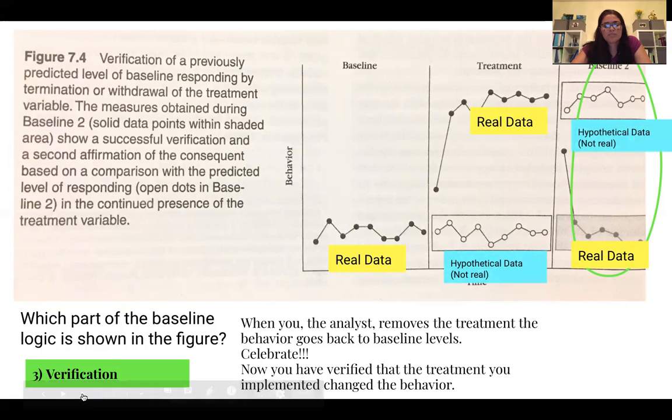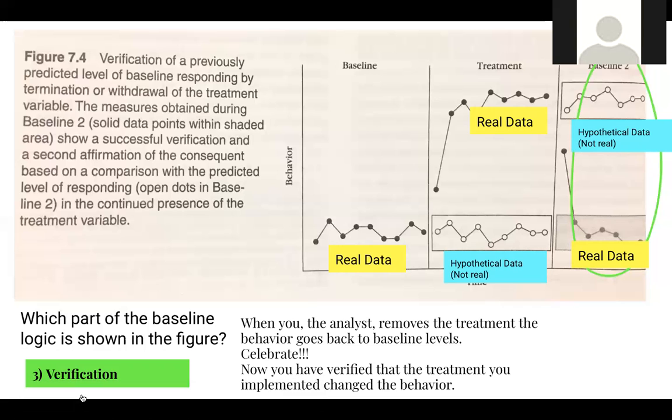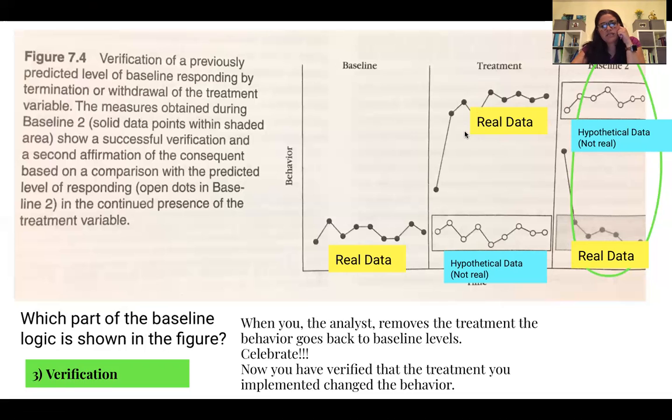This one's not real. So in baseline 2, the open dots are the prediction about the treatment, like how the treatment would continue. Yes, you're predicting that if you continue with the treatment, it's going to stay at that level, responding levels. Okay, gotcha. And I'm pretty sure the same rule applies with the part about stable data. You need to wait for the data to be stable to be able to change it to baseline.